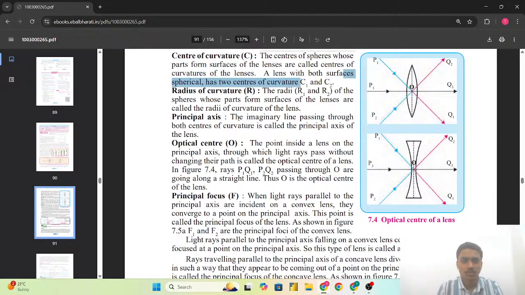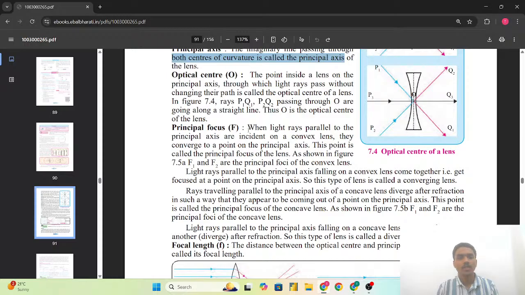Principal axis. The imaginary line passing through both the centers of curvature is called the principal axis of the lens. Principal axis क्या है? The imaginary line है जो कि पास हो रही है दोनों सेंटर ऑफ द कर्वेचर से, उसे हम प्रिंसिपल एक्सिस ऑफ द लेंस कहते हैं.